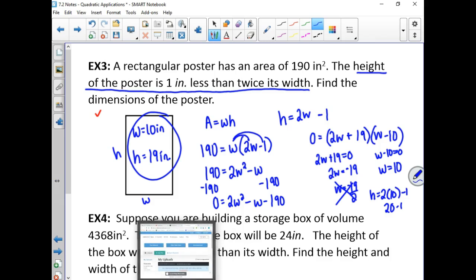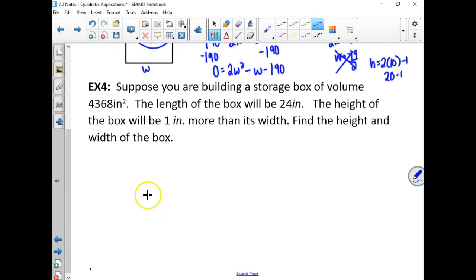For example 4, we're going to go to a 3D problem, and we're going to suppose that we are building a storage box of volume 4,368 cubic inches. The length of the box will be 24 inches. The height of the box will be 1 inch more than its width. Find the height and the width of the box.